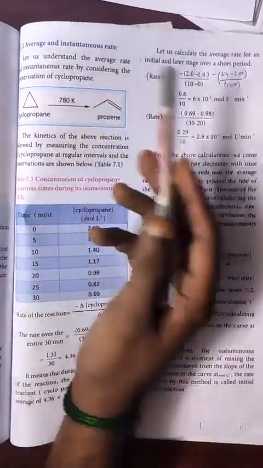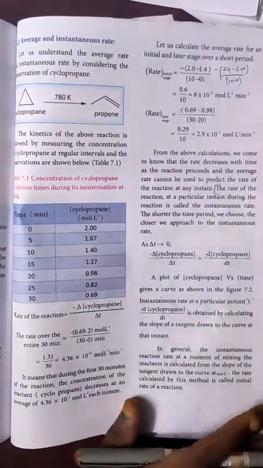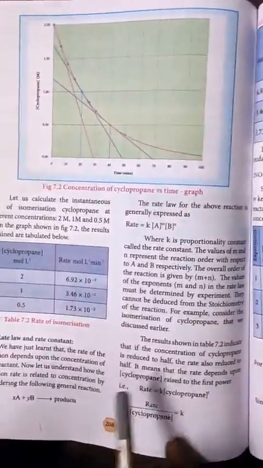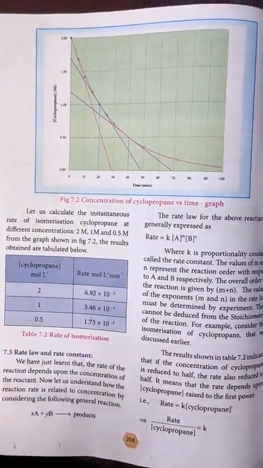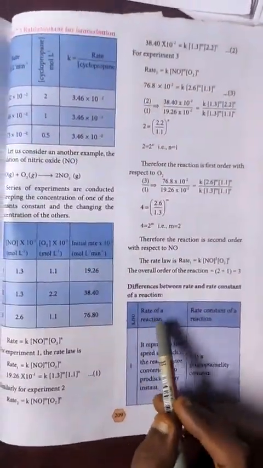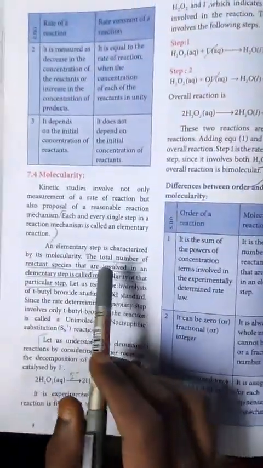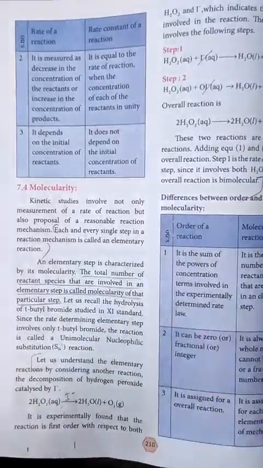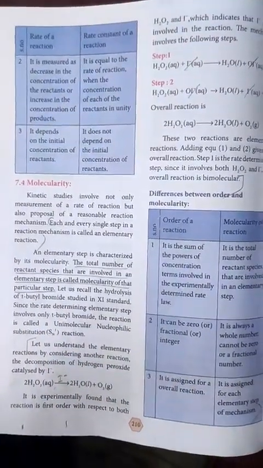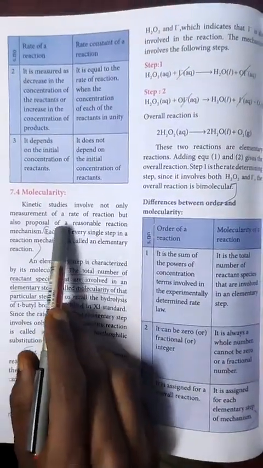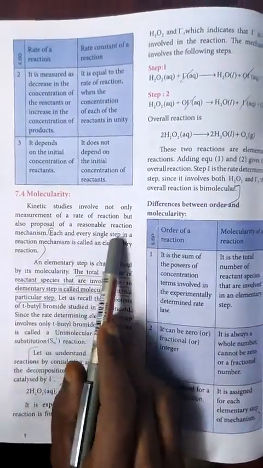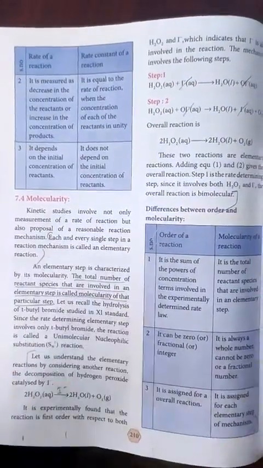Next thing, difference between average rate and instantaneous rate. It is a book back question. Answer is given for you. And here rate law and rate constant also, it is a book back question you will be learning. And here this is a distinguishing question, important: rate of the reaction and rate constant of the reaction. 3 points are there. And what is molecularity? Answer is in the summary very clearly, you can learn from there. And what is elementary reaction? Here is the answer. Each and every single step of the reaction is called elementary reaction.